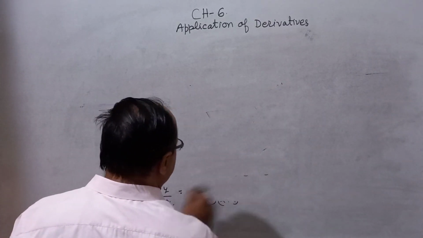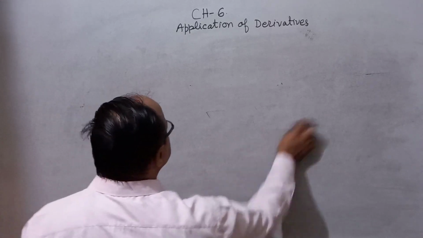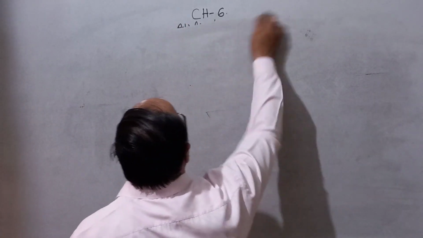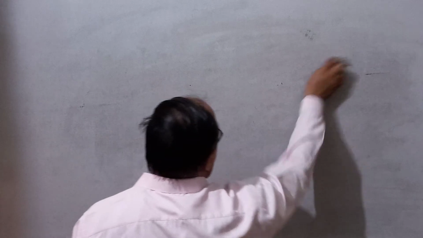Then you can solve question number 1 to 7. This is your homework. Evaluation of derivative, question number 1 to 7.